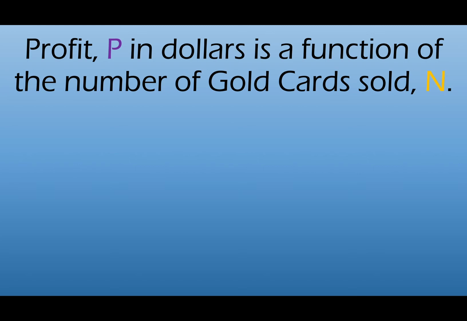For our first example, we'll take a look at a verbal function. Profit, P in dollars, is a function of the number of gold cards sold, N. So if we translate that into symbols, P is a function of N, P equals f of N. We can shorten that to just P of N. In both cases, N is on the inside, it's the input, P is on the outside, it's the output.